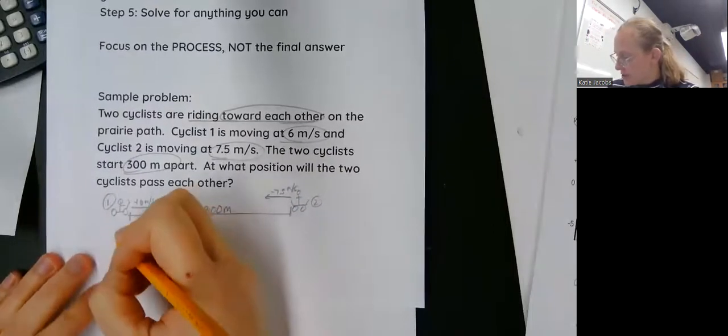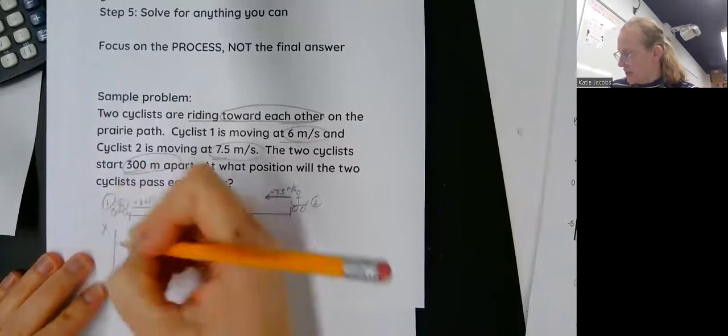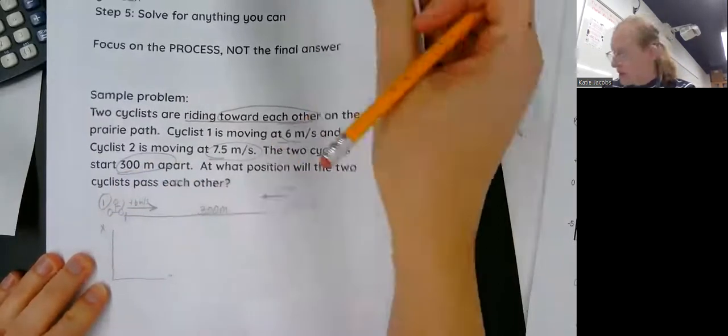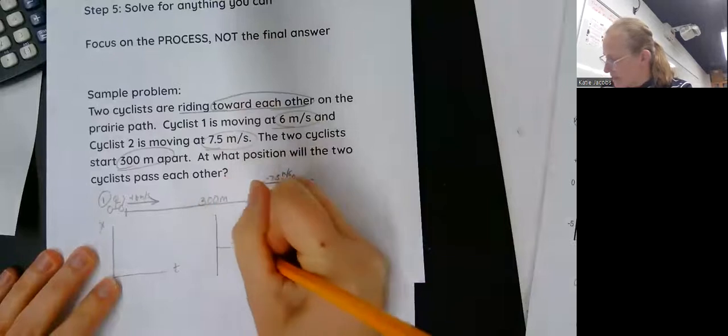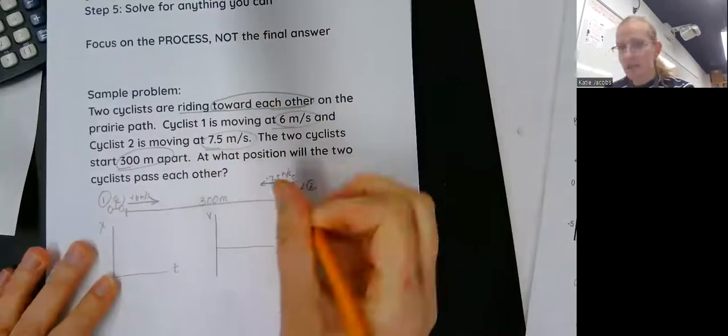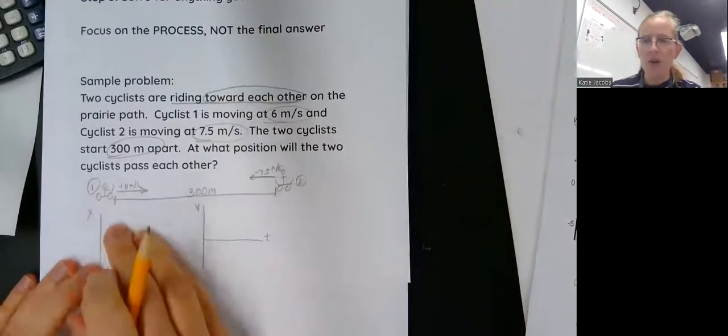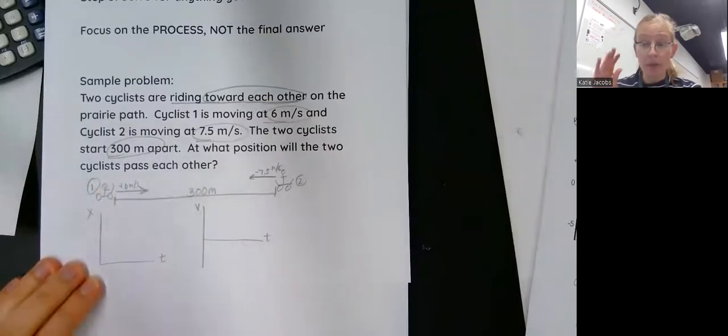So the first thing I'm going to do is sketch out a position versus time graph that matches this picture and a velocity versus time graph that matches the picture. These are qualitative, so I don't need to label every single thing on the axes. I'm going to label the important things.